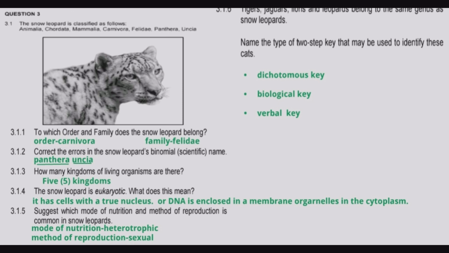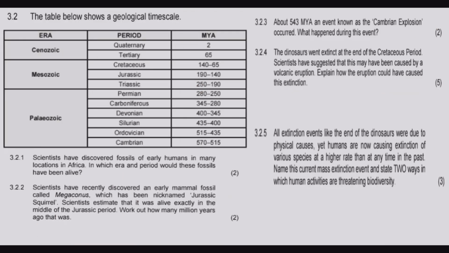We go to question 3.2, which was as follows. The table below shows a geological time scale. You can look at this era, Cenozoic, Mesozoic, and you can also study the other parts of the table. So make sure you study the table properly. Once you have studied the table, we can go to the actual questions.